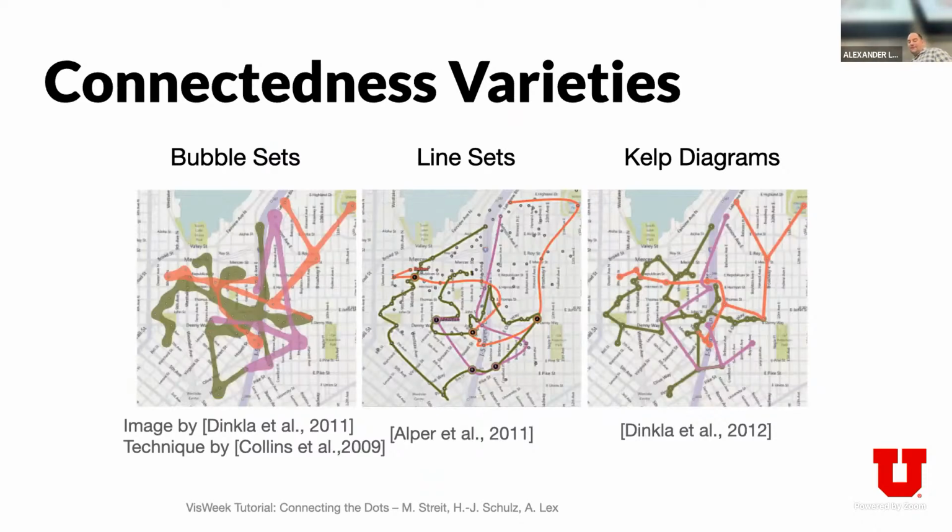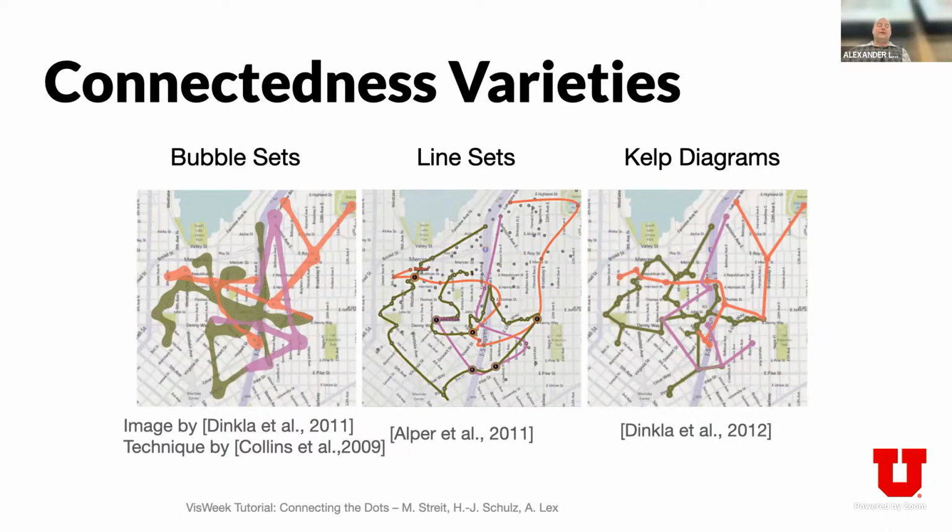So for example, this is for set relationships. Think about highlighting all the pizza restaurants and all the Indian restaurants and all the Chinese restaurants over a New York City map. And so there are 3 different versions here. The original paper back in 2011 did these hulls around them that look very interesting. Then here we have a continuous lines set, and on the far right is what's called a kelp diagram. These are branching lines, right? So these are all different ways of creating this connectedness, and they have different pros and cons.